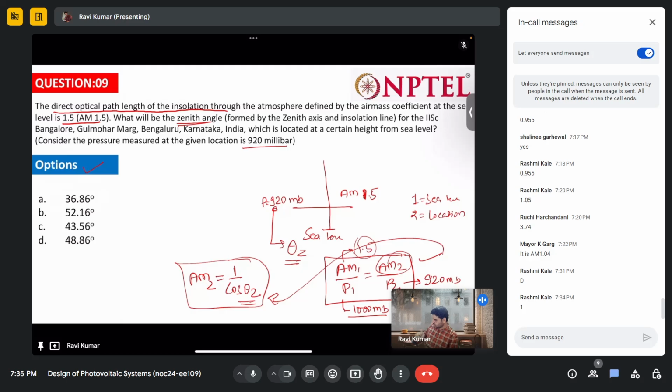Okay, I got the answer. What about you? Just calculate AM2 first and then theta z. P1 is given 1000, P2 is given 920, AM1 is given 1.5. What is AM2? Okay, Mayur said this. We got one answer here, 43.56.